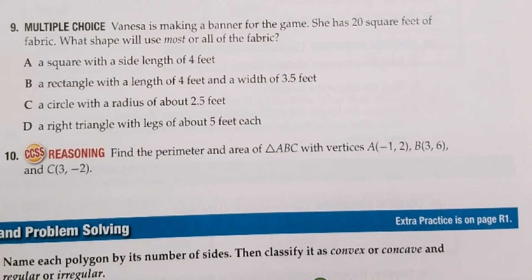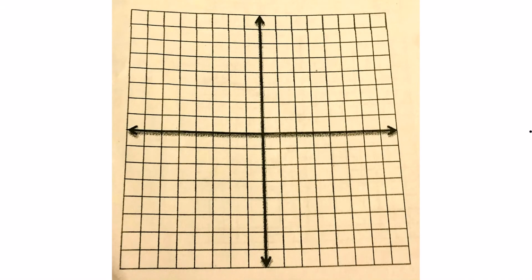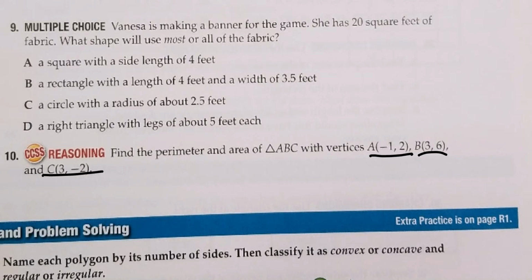That's it. So for number 10, I'm going to put these points on there. I'm going to plot -1, 2, 3, 6, and 3, -2. So A is -1, 2. The left one up to 2. And I'll put an A right there. B is 3, 6. So I go right 3 up to 6. And then C is 3, -2.